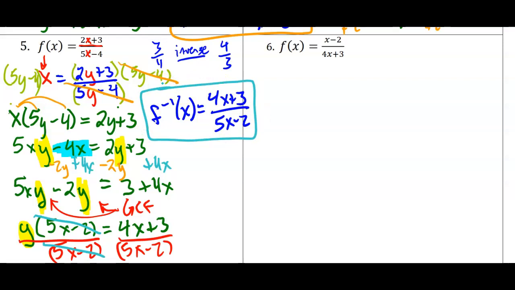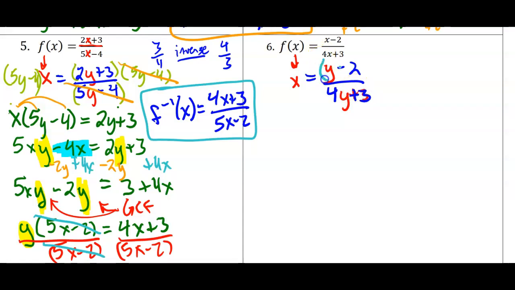Once again, you may want to try the next problem on your own before I solve it, because I'm just going to run through the solving. So pause right here if you would like to try it first. All right, the last problem. x equals y minus 2 over 4y minus 3. Sorry, plus 3.